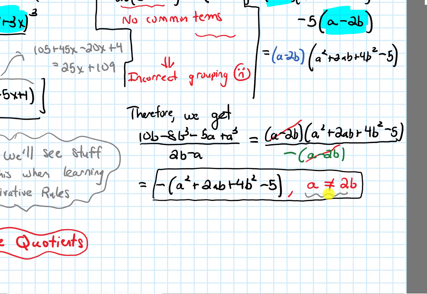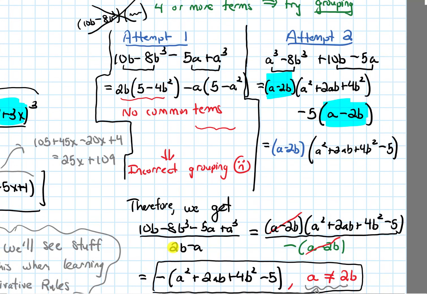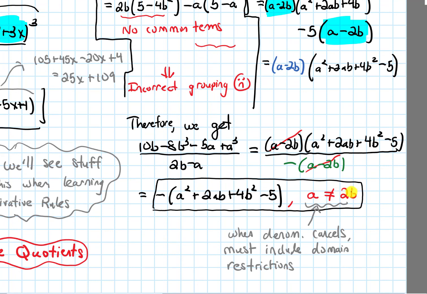So the quick rule about this, and when do we put this in, is when we're simplifying an expression and the denominator cancels, we must include the domain restrictions. Because when I simplify a function, the domain needs to stay the same. So initially, a was not allowed to be equal to 2b. So even after I cancel it away, a better not be equal to 2b. So I need to explicitly write that in, because just by looking at the simplified form, I couldn't tell that a was not supposed to be 2b. That's why I have to put it in.